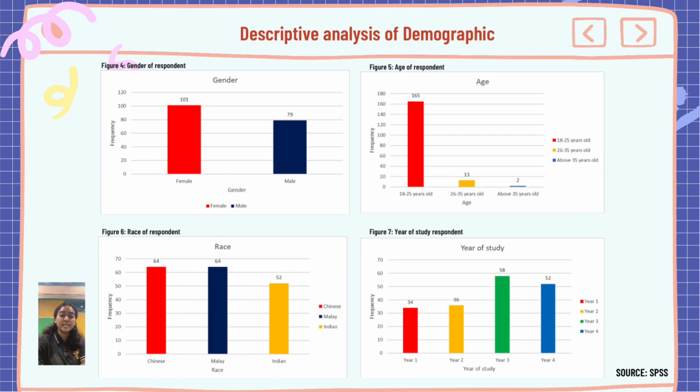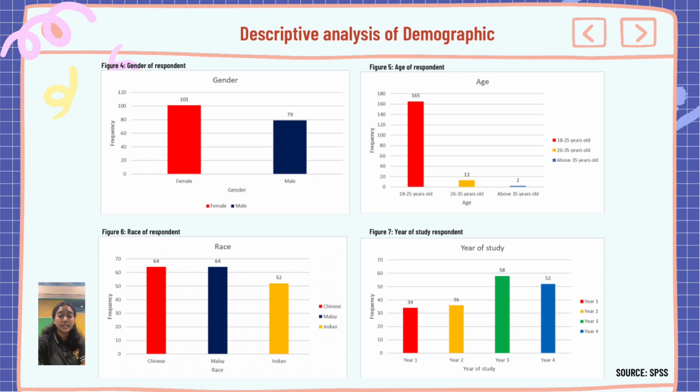The highest percentage of the respondents are from Chinese and Malay ethnicity, with a frequency of 64 respondents, 35.6%, followed by Indian ethnicity, which is 52 respondents, 28.9%.